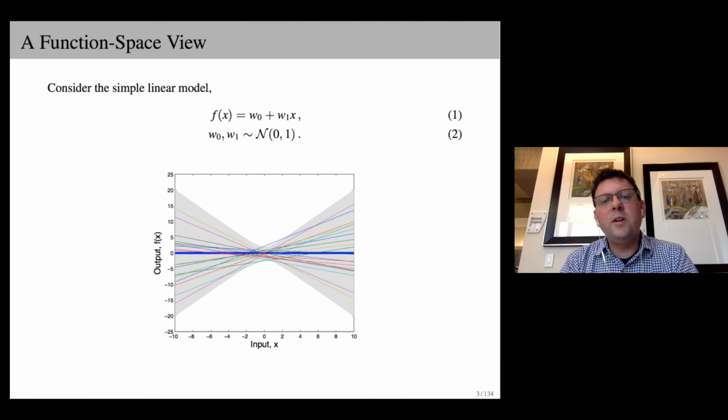To begin understanding the motivation for choice 3, it's helpful to think about modeling from a function space perspective. Let's consider choice 1, the linear function, f of x equals w0 plus w1x, and we'll just put a standard normal distribution over w0 and w1. And this will induce a distribution over functions, which we can visualize by sampling from this distribution over the parameters and looking at the different straight lines with different slopes and intercepts that we get. We'll get different w0s and w1s, different straight lines. The gray shade here shows a 95% credible set containing 95% of these functions, and the solid blue curve here shows the expectation of this distribution over functions.